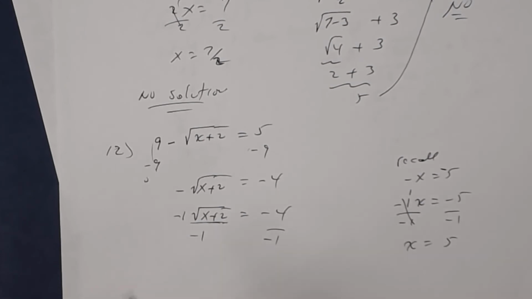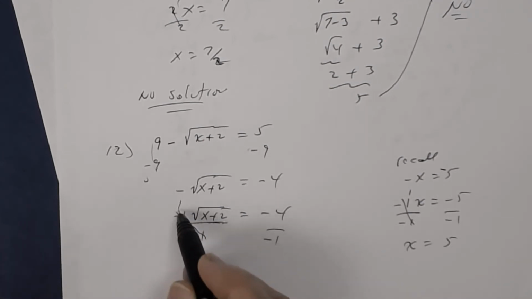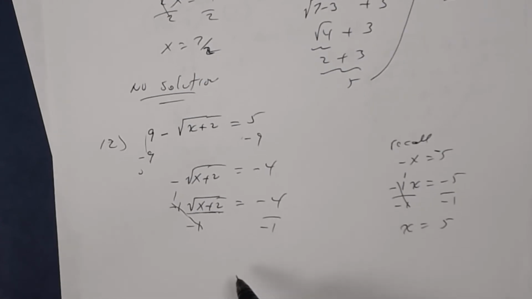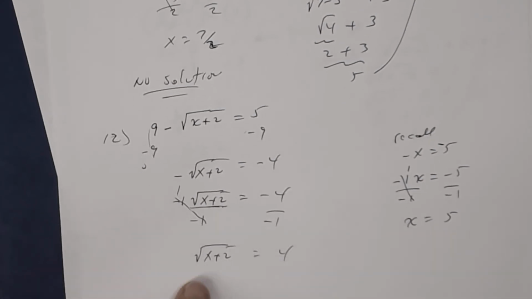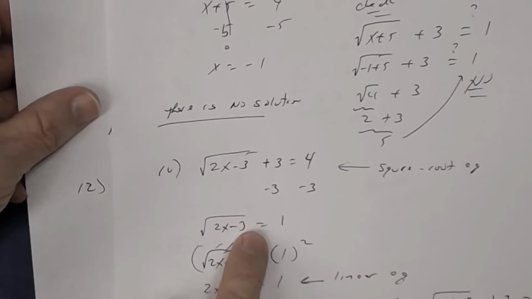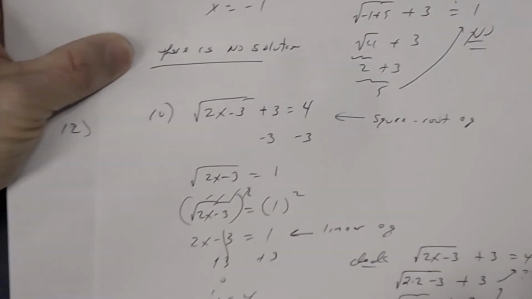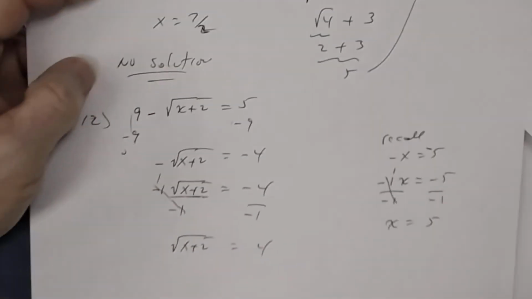Okay? So negative 1 divided by negative 1 is 1. 1 times the square root of x plus 2 is the square root of x plus 2. And what's a negative 4 divided by negative 1? A positive 4. All right, so I got this to look like this. Okay, so now I'm going to square both sides.